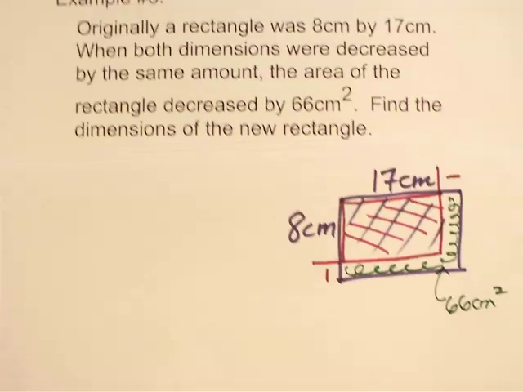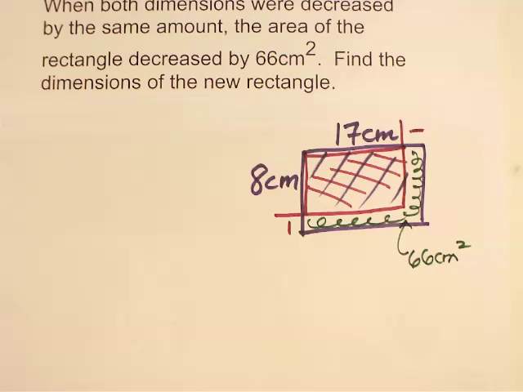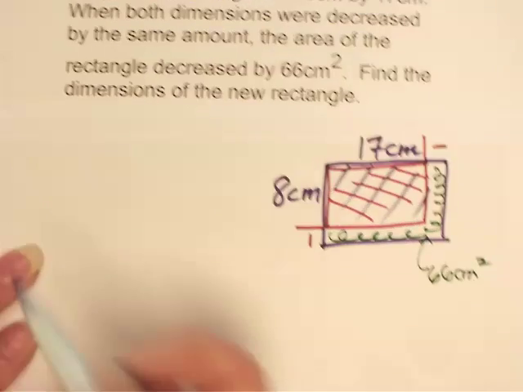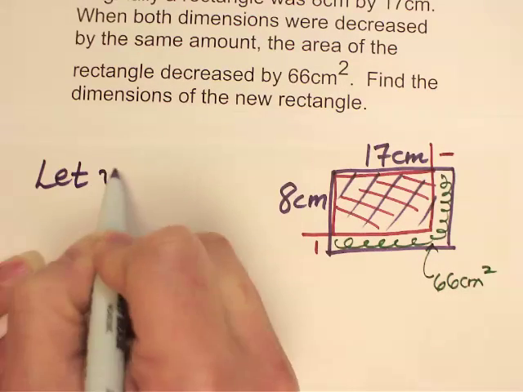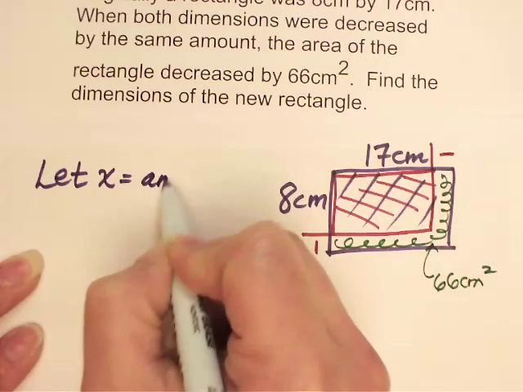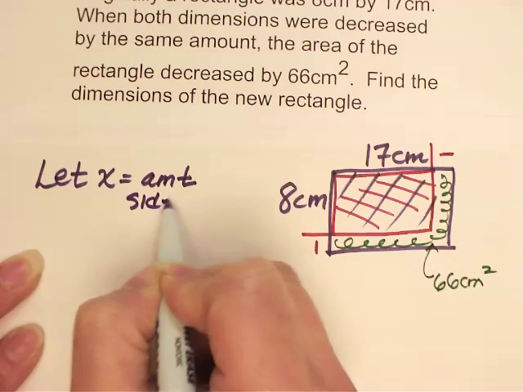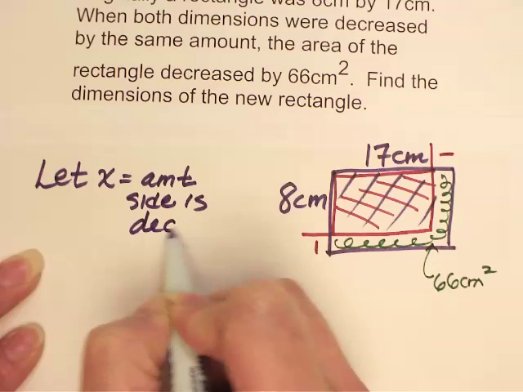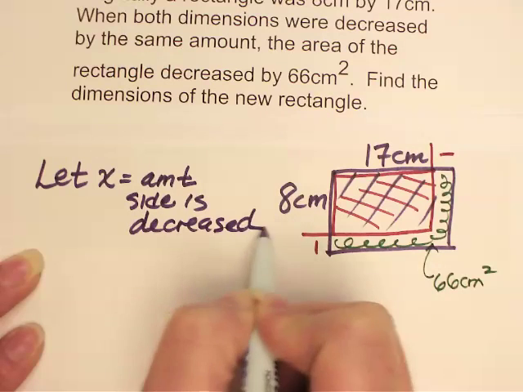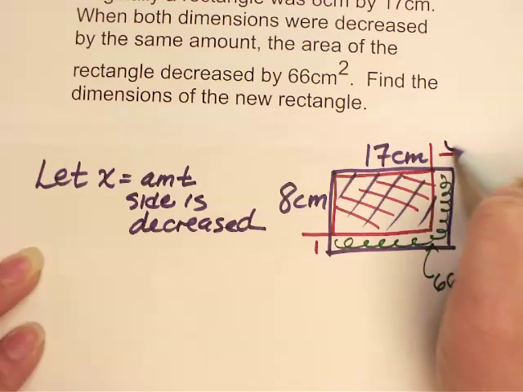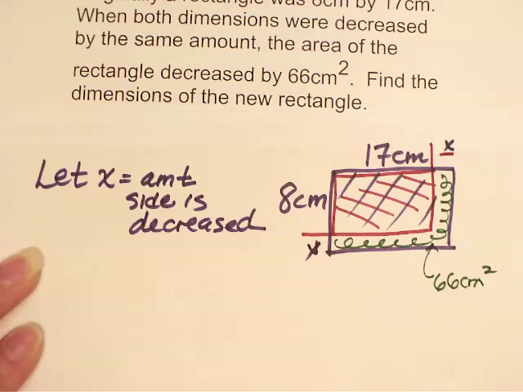Now that I have an idea of what's going on in the problem, let's go ahead and set this up. The one thing I don't know is the amount that was decreased, so let me set a variable for that. Let x equal the amount each side is decreased. So let's say this is an x and that's an x. That's how much we're going to decrease it by.